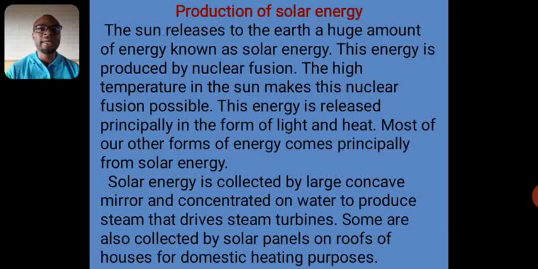The high temperature in the sun makes this nuclear fusion possible. This energy is released in the form of light and heat. Most of our other forms of energy comes principally from solar energy. And how can we collect this solar energy? Solar energy is collected by a large concave mirror and concentrated on water to produce steam that drives steam turbines.